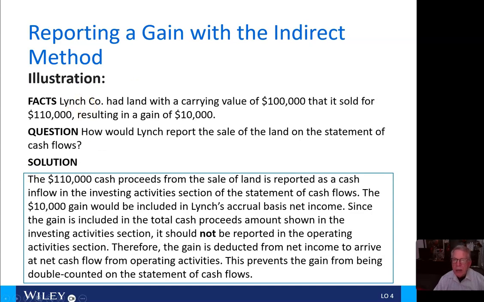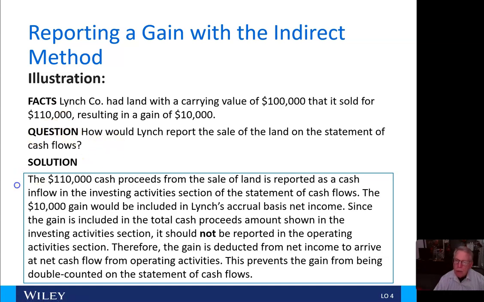Okay, reporting a gain with the indirect method. Here is an illustration from the Lynch Company, which had land with a carrying value of $100,000 that it sold for $110,000, resulting in a gain of $10,000. And land is always a nice illustration because there's no adjustment for accumulated depreciation, as we don't depreciate land.